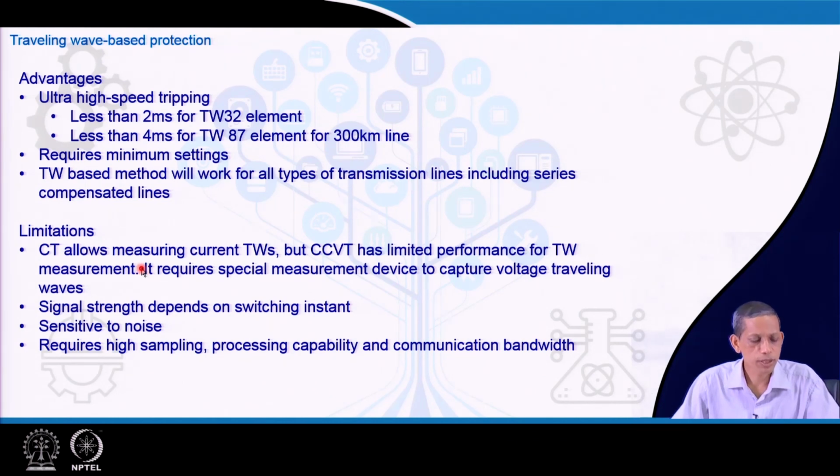But these are the limitations of the travelling wave. CT allows measuring current travelling waves truly in the required range of frequency, but CCVT has limitations in terms of performance of travelling wave measurement. It requires a special measurement device to capture voltage travelling waves. It also requires subsequent waves with sufficient strength. Signal strength depends upon the switching instant. It is sensitive to noise, and requires high sampling, processing capability and communication bandwidth.